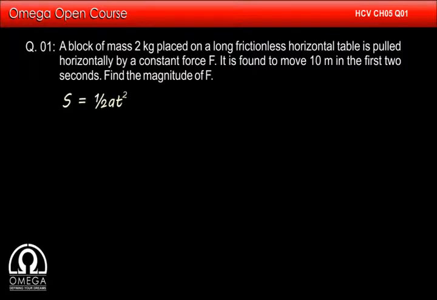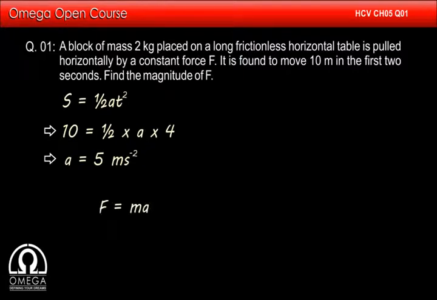Since the initial speed of the block is 0, from Newton's equation of motion, we know that S is equal to half at square, where a is the acceleration of the body and t is the time of motion. Putting the values, we get 10 is equal to half into a into 4, or a is equal to 5 meter per second square. Now from Newton's second law of motion, we know that the force is equal to mass into acceleration. Therefore, force is equal to 2 into 5, that is 10 newtons.